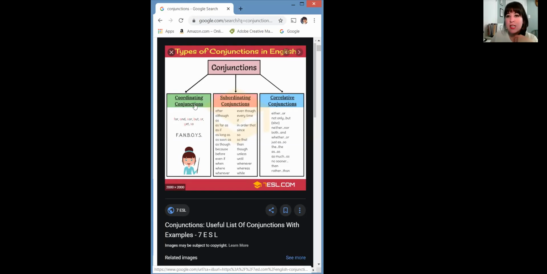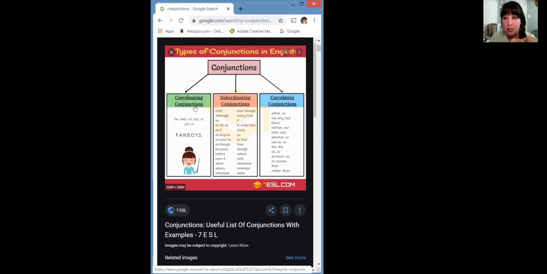So if you look here at this diagram, it says coordinating conjunctions. Those are the most common ones. That's for, and, nor, but, or, yet, and so. If you want to remember that as fanboys, you totally can. Then there's subordinating conjunctions, which are going to be after, although, as, as far as, as if, as long as, as soon as, as though, because, before, even if, when, where, wherever, even though, every time, if, in order that, since, so that, than, through, unless, until, whenever, whereas, while. Whew, that was a mouthful to say.